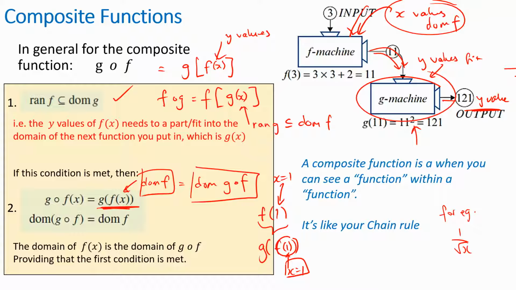It is 20 cents, 20 cents. That's why we say the domain of f is the same as the domain of g of f. If that makes any sense to you, yeah? Otherwise, memorize it. Now, so that's your composite functions.